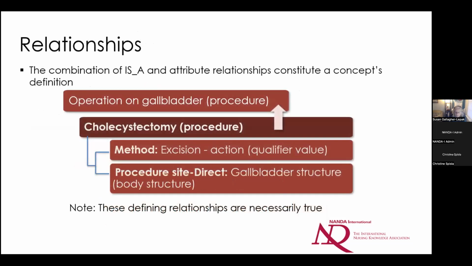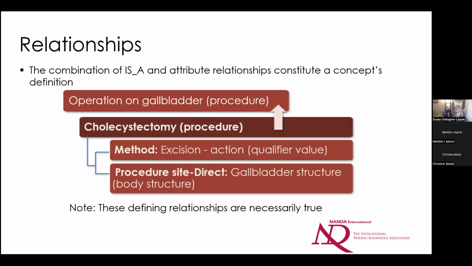So let's move on to defining relationships. Here we're using our same cholecystectomy example, but for our defining relationships, we've got our method, and our method is an excision, and the excision comes from a qualifier value hierarchy. Remember how I said earlier how the defining relationships come across different hierarchies to provide the definition of the concept.